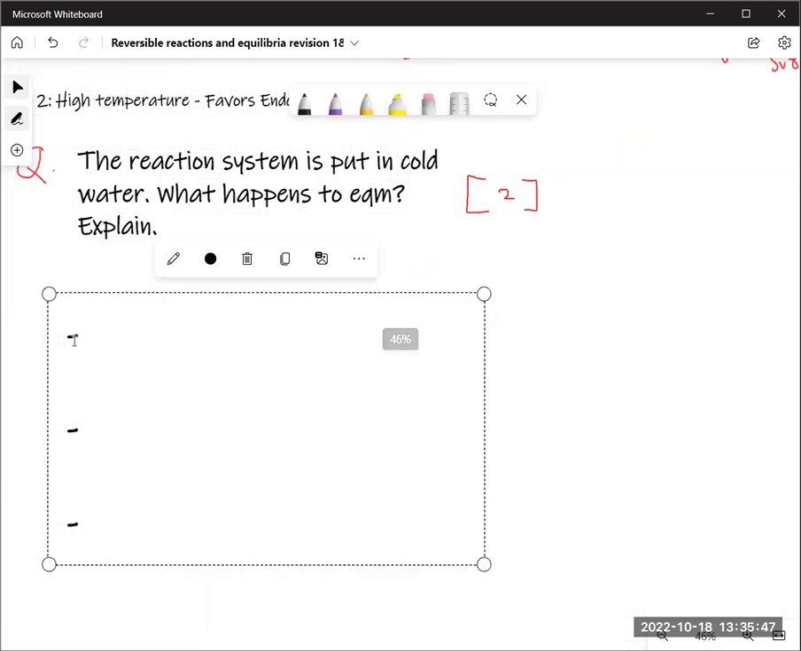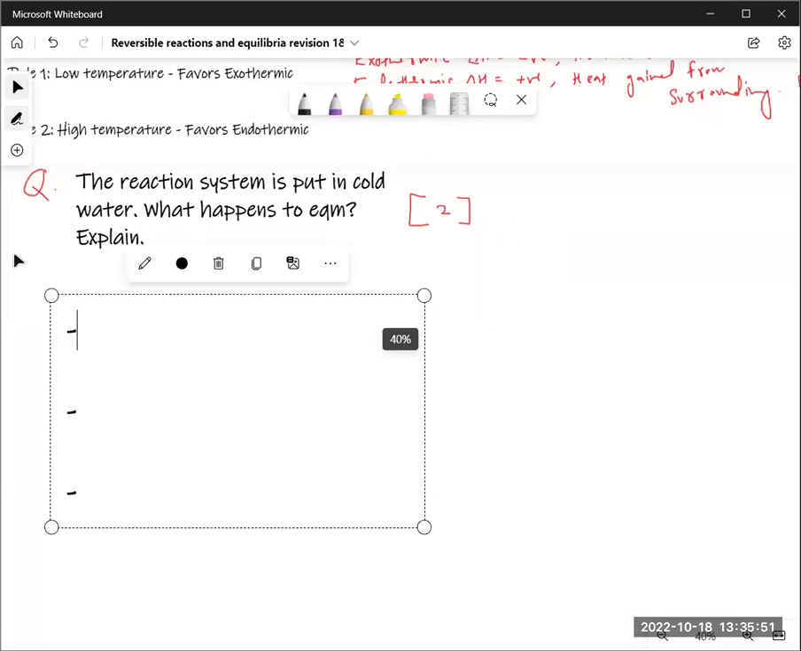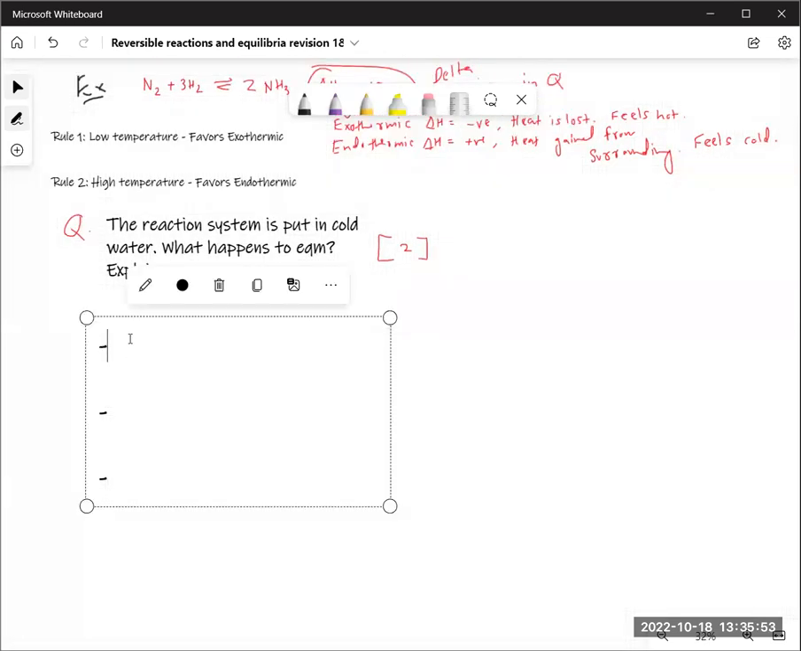Fine. Let's start with the first point. It's put in cold water. The first thing we need to say is what the reaction is. That's how we start. Reaction is exothermic. Okay, done. That's the 1 mark. Then, equilibrium shifts to the forward side.